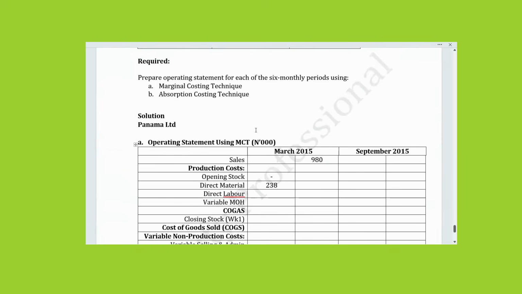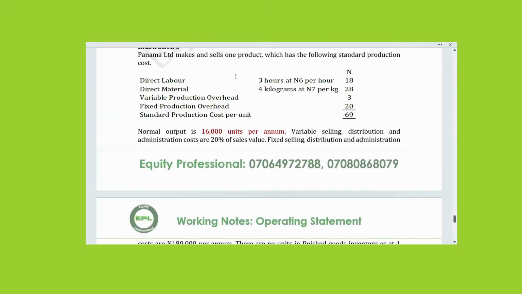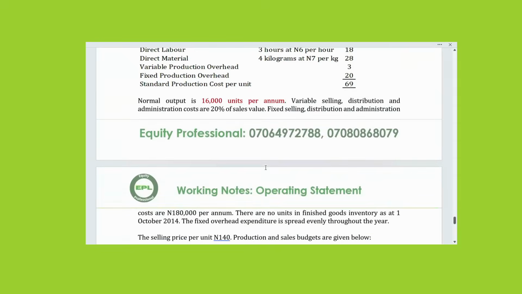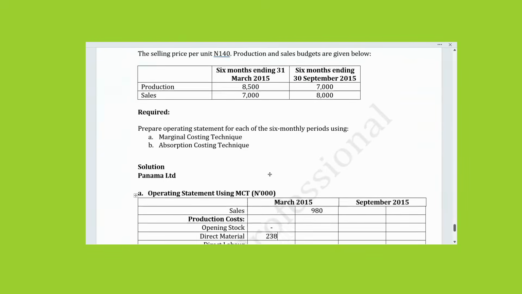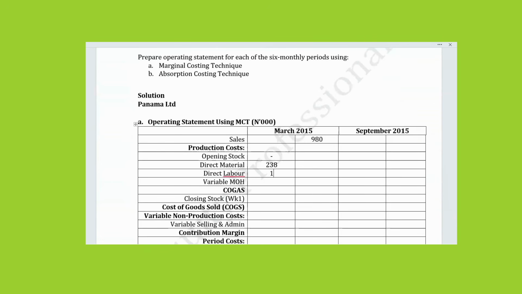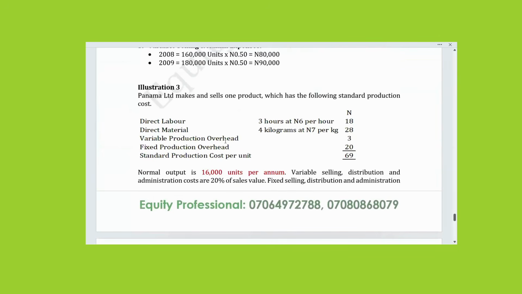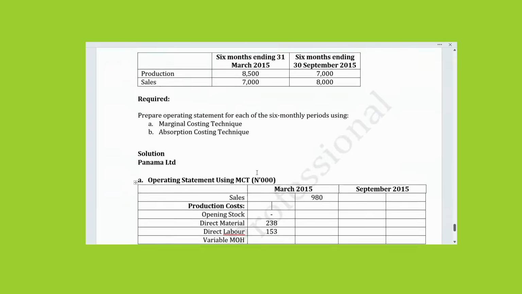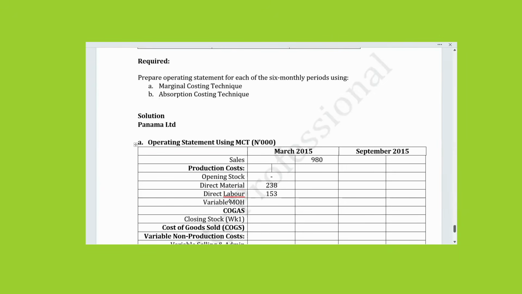Then I will go back again in the question to see whether I have direct labor. Yes, we are given direct labor of 18 naira. So 18 multiplied by 8,500. What do you have? 153,000. Here is 153. Then I also need to check if I'm given direct expenses. According to the question, we are not given direct expenses. We are given variable production overhead of 3 naira. So 3 naira multiplied by 8,500. What do you have? 25,500.